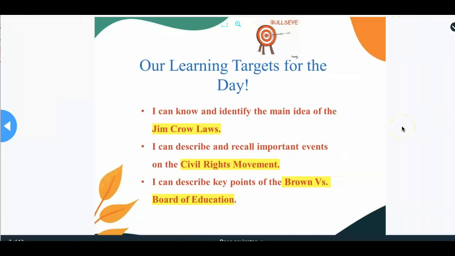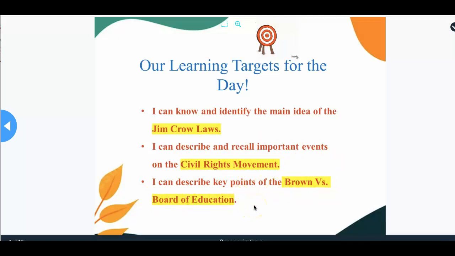So this next slide is the learning targets for the students. So right here I said our learning targets for the day, and I listed the targets in I can statements. So right here it says I can know and identify the main idea of the Jim Crow laws. I can describe and recall important events on the Civil Rights Movement. I can describe key points of the Brown versus Board of Education.